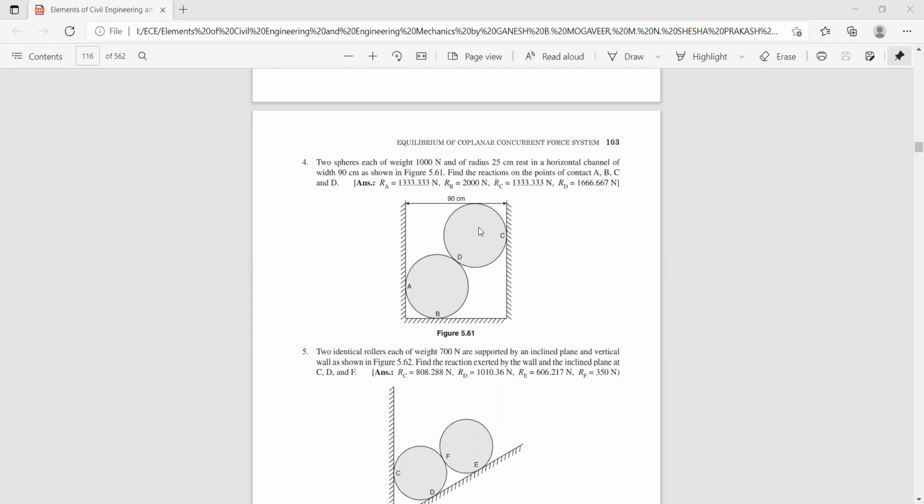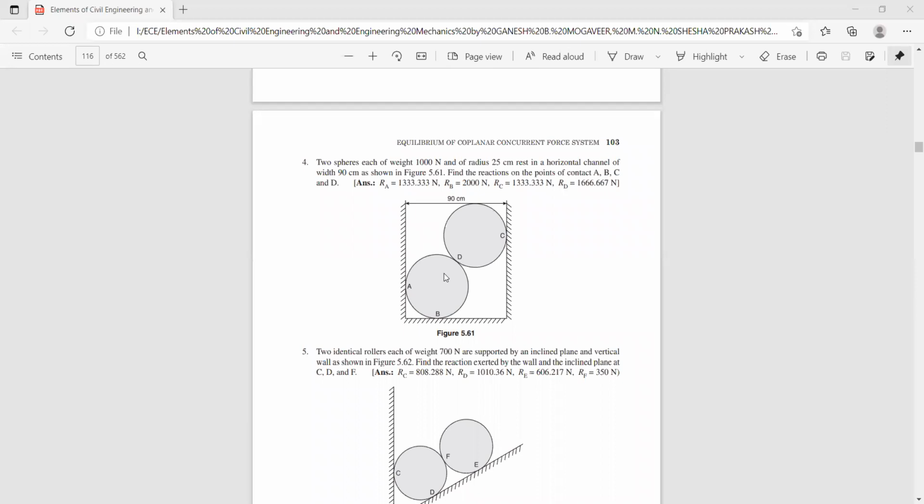So join points O1 and O2. So this is 25 centimeters and this is also 25 centimeters. So O1O2 is 50 centimeters. Now from point O2 you drop a vertical, and from this point you draw a horizontal. Now this is 25 centimeters and this is 25 centimeters, correct? So you join points O1, O2 and drop a vertical, and call this point O3. So you will get a triangle like this.